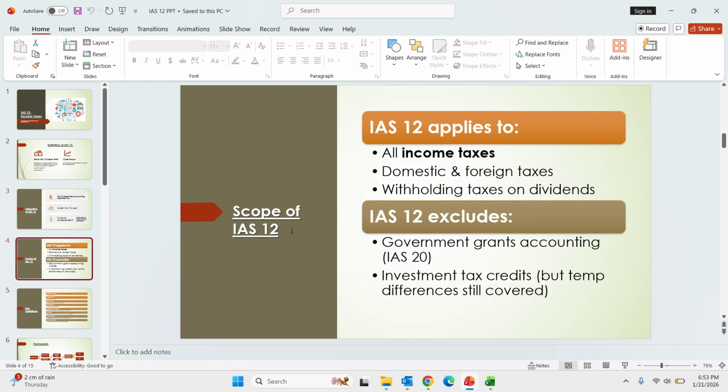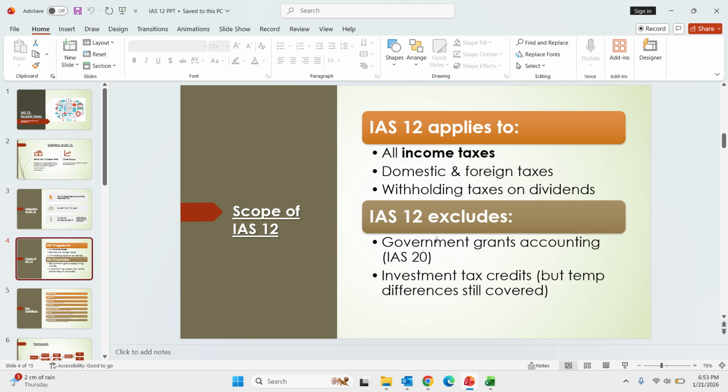Now let's understand the scope of IAS 12. IAS 12 applies to all income taxes, whether they are domestic taxes or foreign taxes. It also applies to withholding taxes on dividends. This means that taxes deducted at source when dividends are paid are also treated as income taxes under IAS 12. What is excluded under the scope of IAS 12?